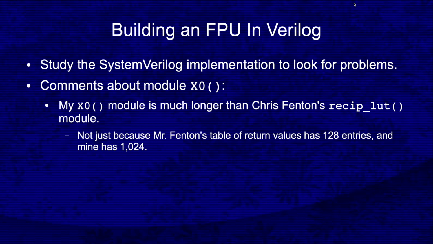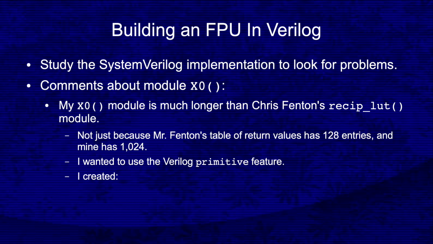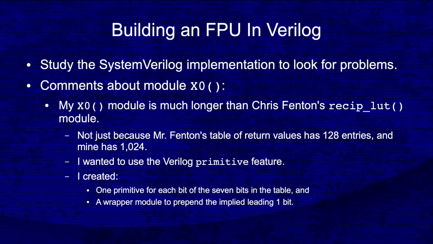As I mentioned in my introduction to this series, I'm a Verilog newbie. Before writing the X0 module, I had never written my own Verilog primitives, so I took the opportunity to do so when writing the X0 module. My lookup table code constructs the X sub 0 value from a table with 7-bit entries. Each bit of each entry has its own primitive module. Each primitive module has a 1024 entry table. At the top level is a wrapper module which assembles the 7 individual bits into a 9-bit result.